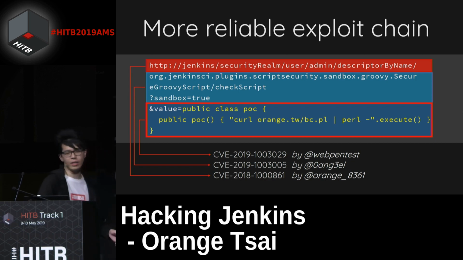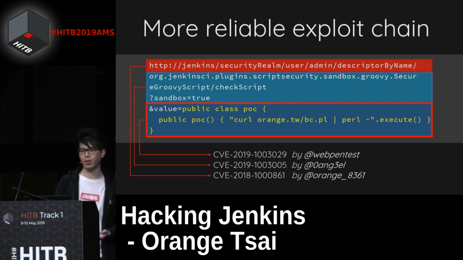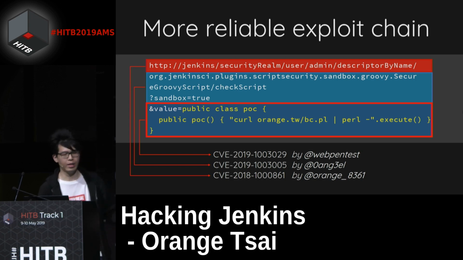The red part is the access control bypass, which was found by me. And the central part is the new entry, which was discovered by Zero Angel. This entry is more universal and supports more features. And the last part, the webpentest could get code execution by just a Java constructor. So with this new entry point, it doesn't need metaprogramming.